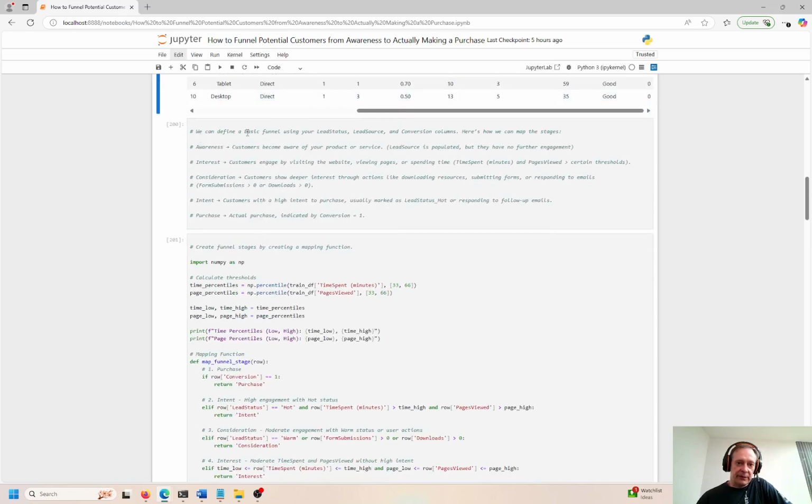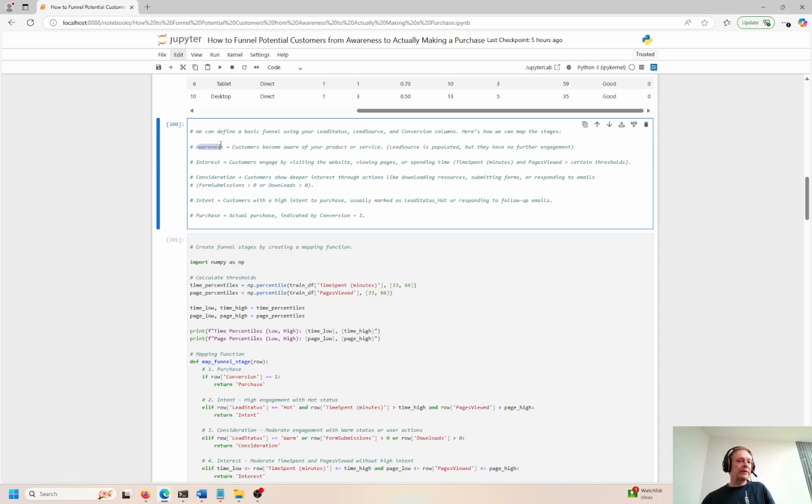And we can define a few basics to the funneling experience, right? So awareness, how aware is this customer of your brand? That's important, right? Interest, is the customer actually interested in you, or are they just clicking on websites randomly and they happen to come across yours?